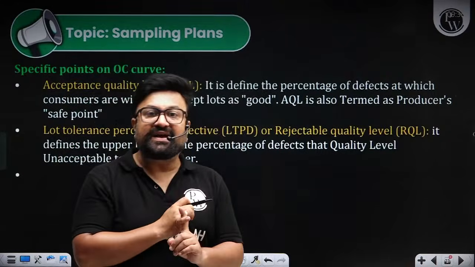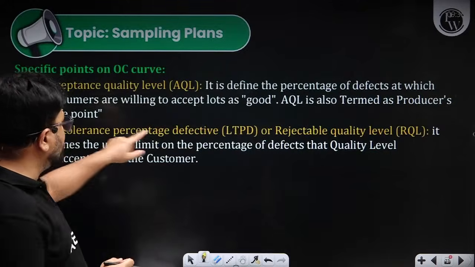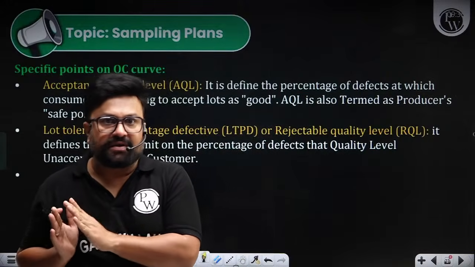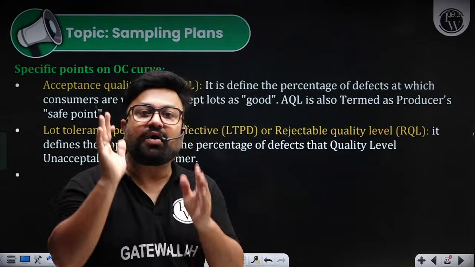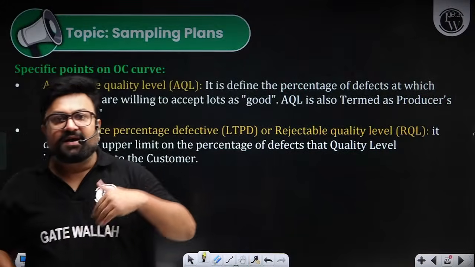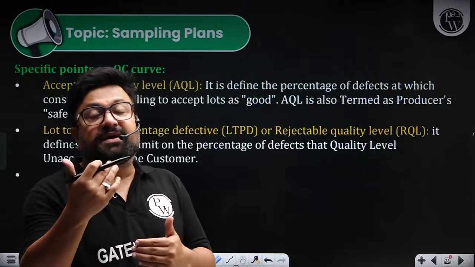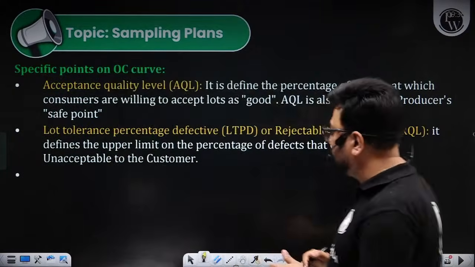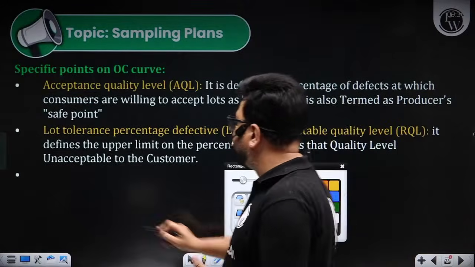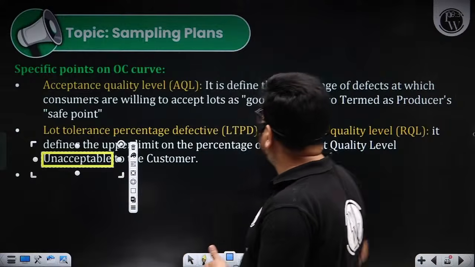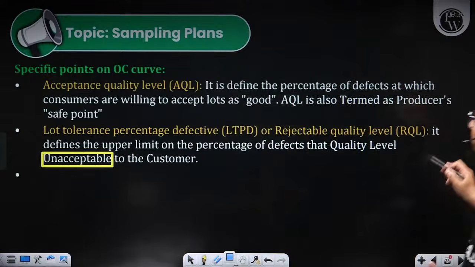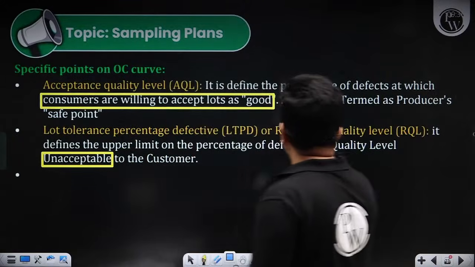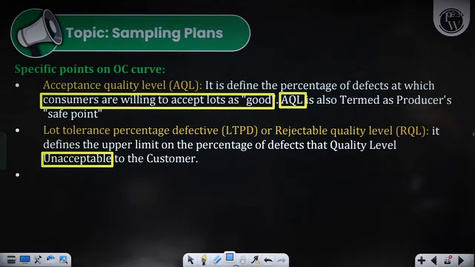Now the next is LTPD, that is lot tolerance percentage defect, or rejectable quality level, RQL. It defines the upper limit on the percentage of defect, the quality level that is unacceptable to the customer. And here customers are willing to accept as good, that is AQL, acceptable quality level.